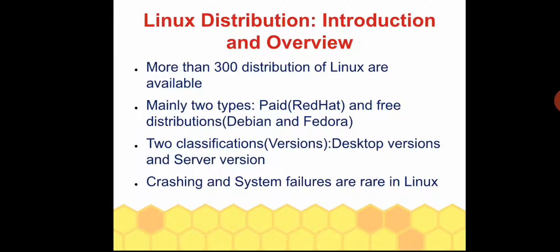The next thing is there are two classifications or versions, we can say: desktop version and server version. The desktop version is as usual. If you have a laptop or a desktop, you install the operating system and make use of it for your own benefit. But the server version is mainly installed on servers, for better service. Almost 90-95% of the servers are running on Linux itself. They don't go for others, because of security, reliability, speed, robustness, trustability, and so many other aspects. So most of the servers are running on Linux. That is what you have to remember. These are the two versions available for Linux distribution.